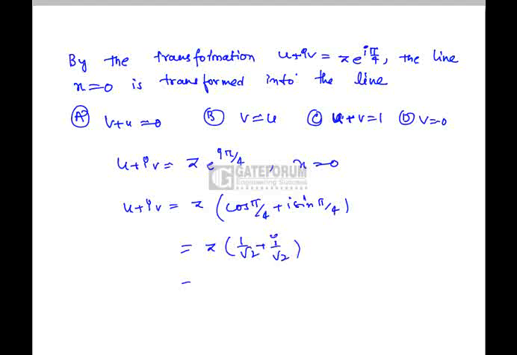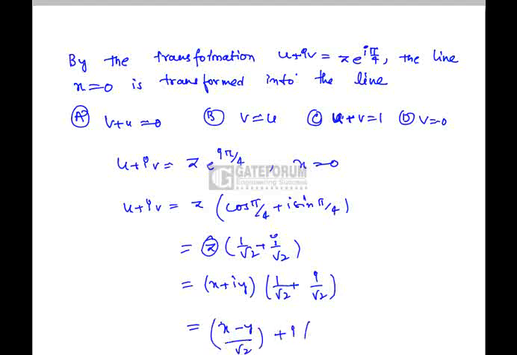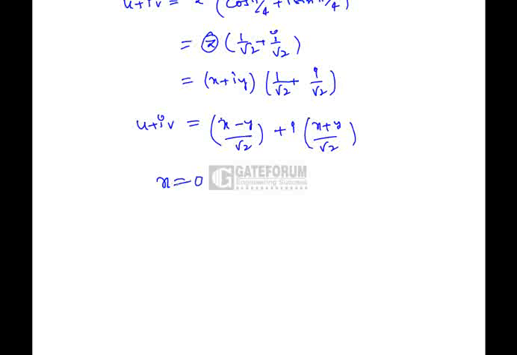So, which can be written as z into 1 by root 2 plus i by root 2. And also let us consider this z as x plus iy. So, x plus iy into 1 by root 2 plus i by root 2. If I multiply and simplify, then this expression will be x minus y by root 2 plus i into x plus y by root 2. But we have to transform this by x is equal to 0.